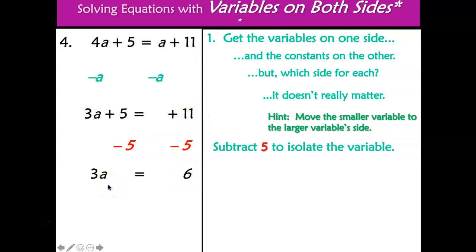Once again, you're left with a one-step equation. This is multiplication, so we do the opposite, which is division, and use the coefficient 3. So 3 divided by 3 is 1, which is 1a, and then 6 divided by 3 is 2. It's just saying that 3 multiplied by what number will give you 6, and that is 2.